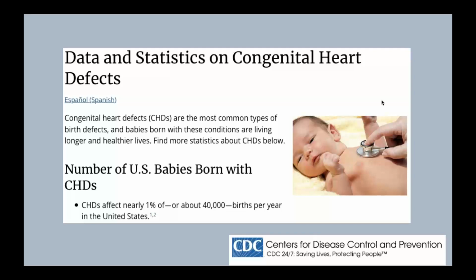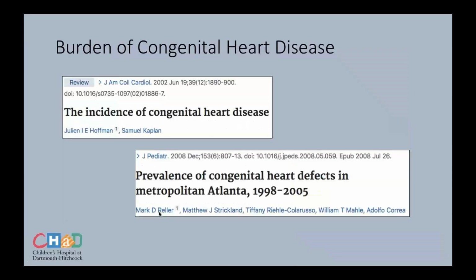If you look at the citations of where that comes from, I don't know if you can see my mouse here, the superscript 1 and 2 citations are almost always referring to two papers. The first is by Hoffman and Kaplan, put out in 2002. The second is by Reller and Strickland and colleagues, from 2008. I'll review a little detail on them, but they're the most commonly cited references for the baseline prevalence of congenital heart disease.